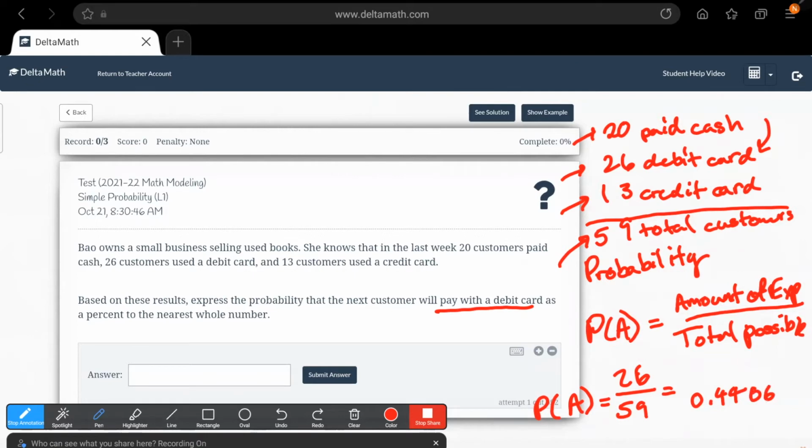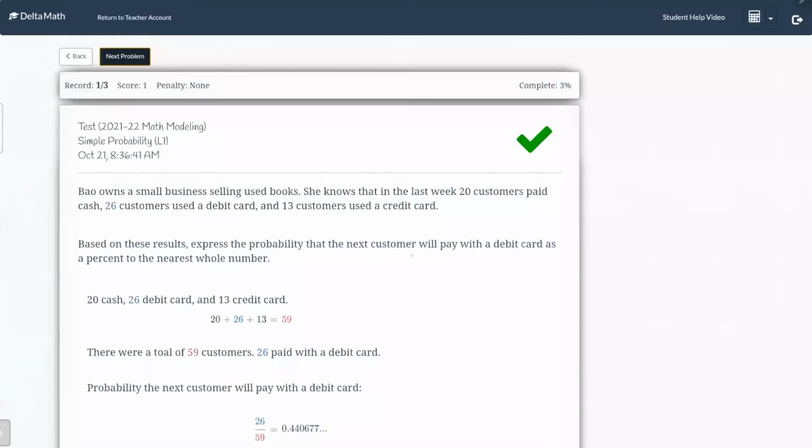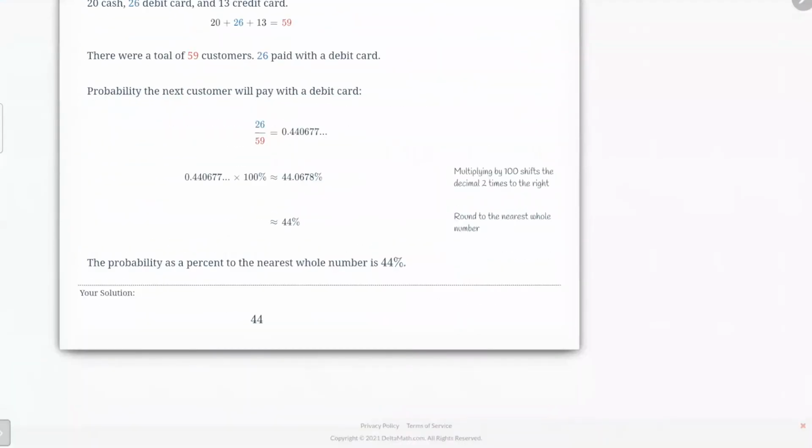Now we want to turn this back into a percent, and we want a percent to the nearest whole number. So basically you just move the decimal place over 2 spots to get it back to a percent, and you end up with a 44% chance that they will use a debit card. So 44%.